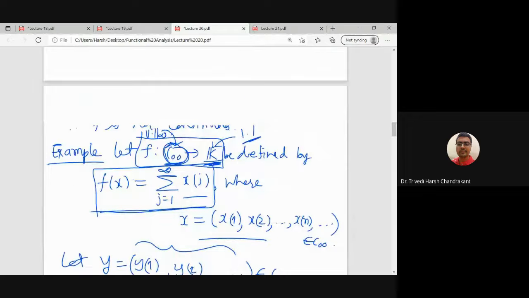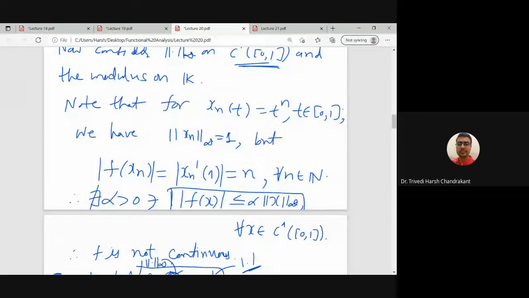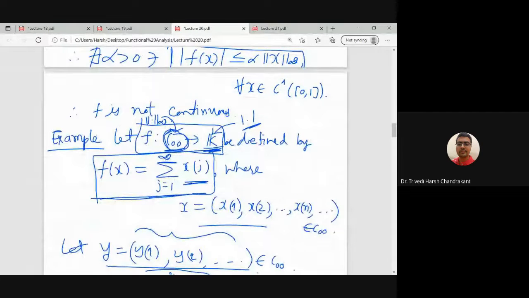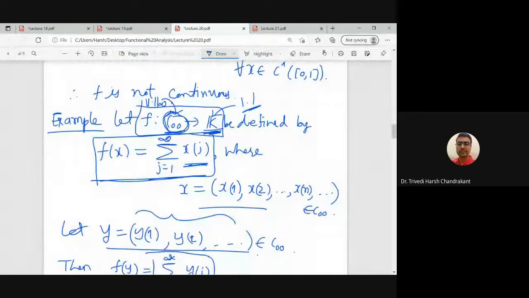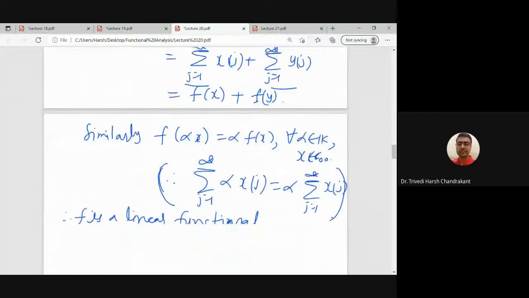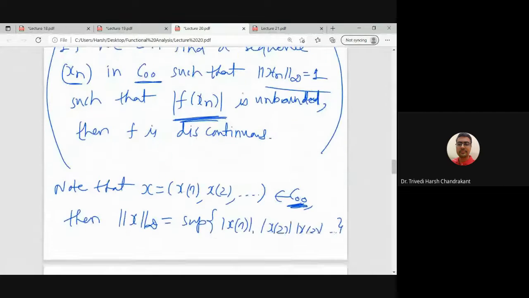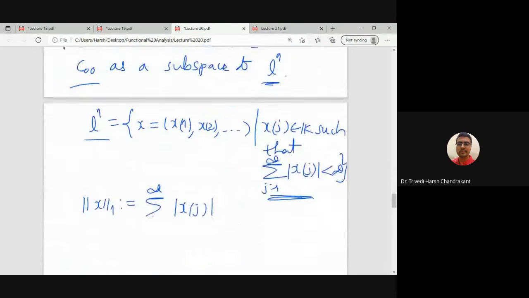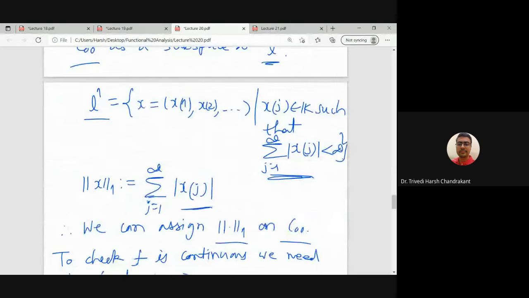Whatever x we are taking, addition of that. Note that here we are not taking modulus because this is a linear function. But when we defined the one norm, we took modulus, because this is a norm. It should be a non-negative number. Right?